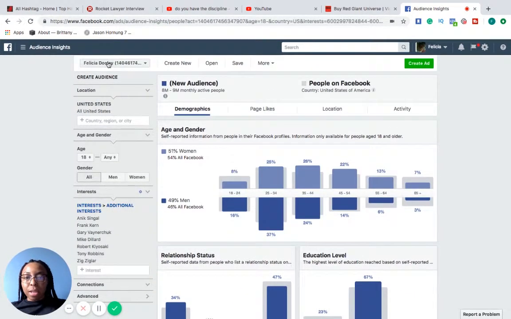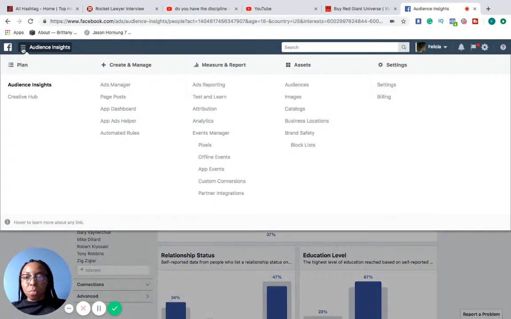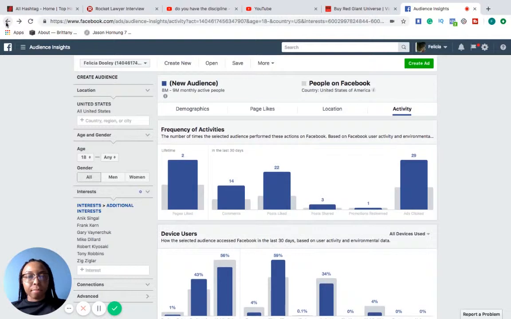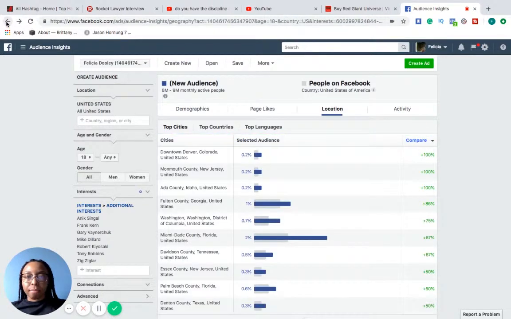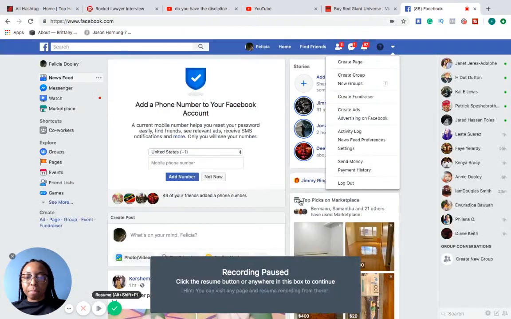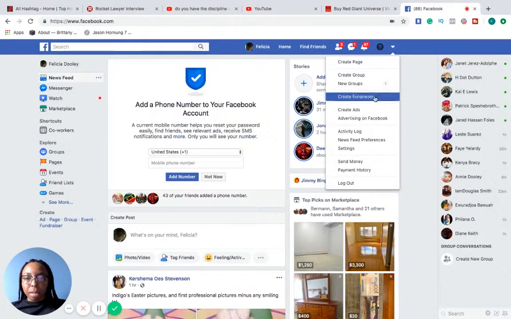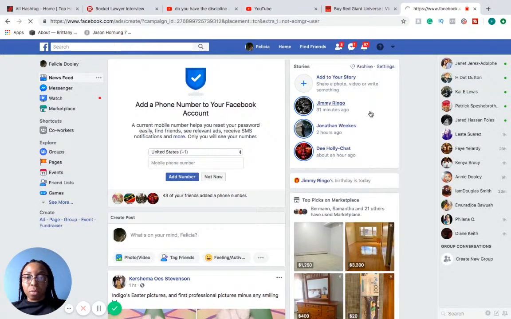Okay, great. So now let's go back. All right, it took me back to the home page. That's cool. We go back to that upside down triangle on the right side, up in the right hand corner. Create ad.